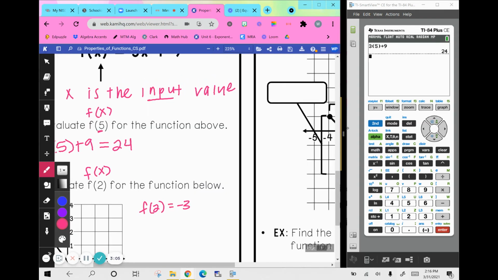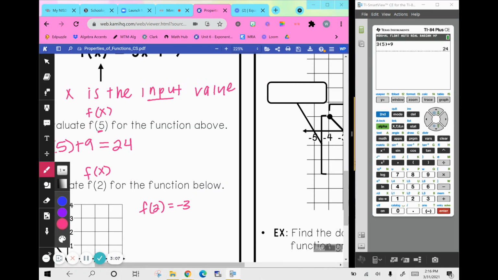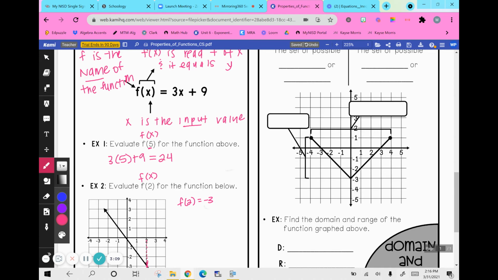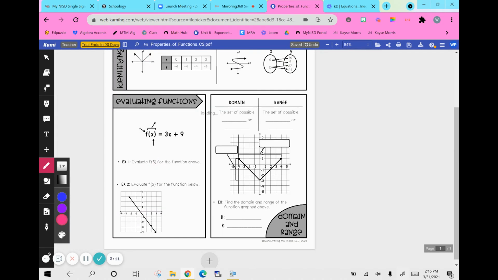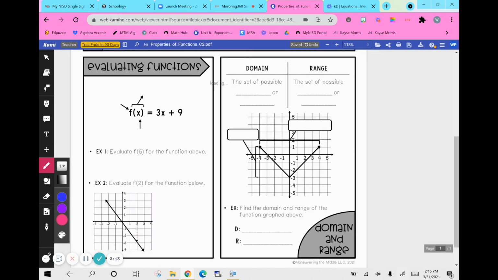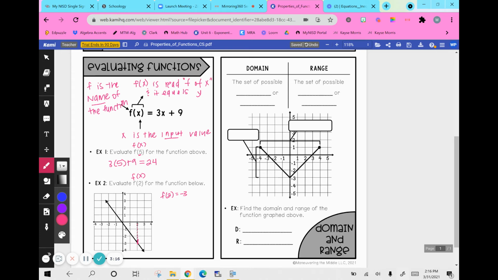All right, let's look at this next piece here. This is talking about domain and range. So domain is the set of possible input or x values, okay? So our domain, we read from left to right. So I'm also going to put myself a note there that I read it left to right. So this right here represents my domain because I'm reading it left to right.